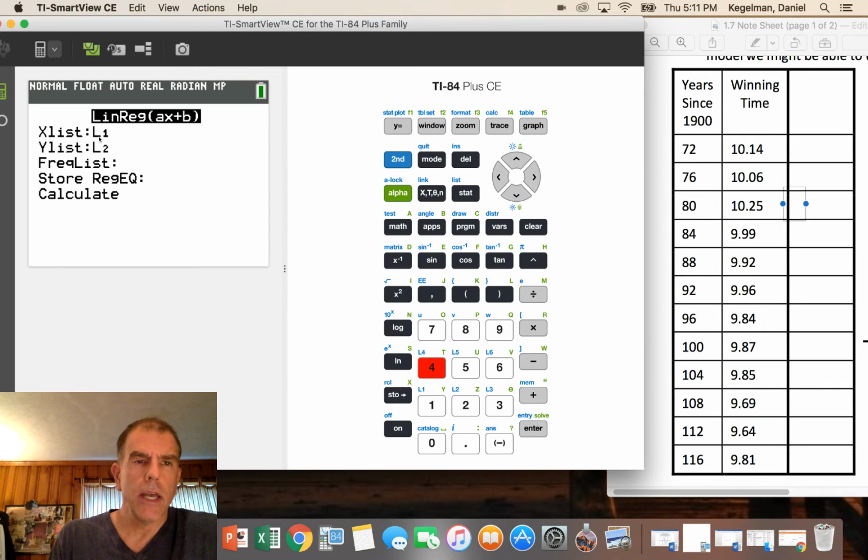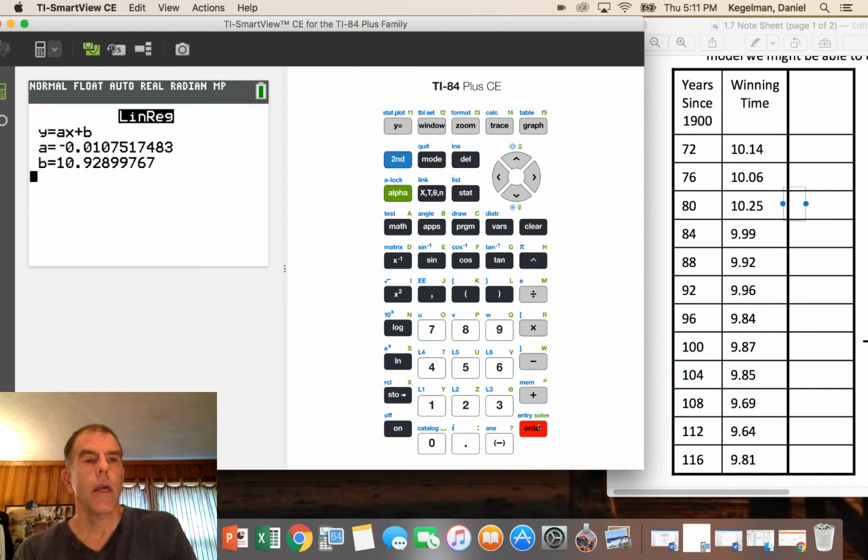And it's asking me, now your different calculators have slightly different menus here, but basically it's just confirming that we want to use list 1 as our X list and list 2 as our Y list. Frequency list, I don't even know what that means, to be honest. And all we have to do is just go down here and hit enter until we get to calculate. And once we do that, it's going to calculate our linear equation.